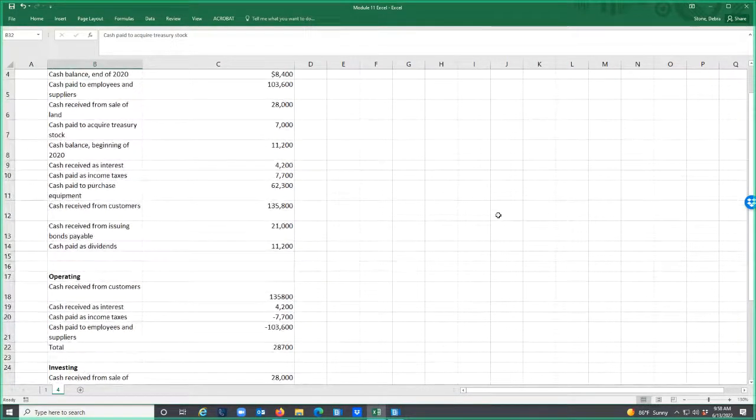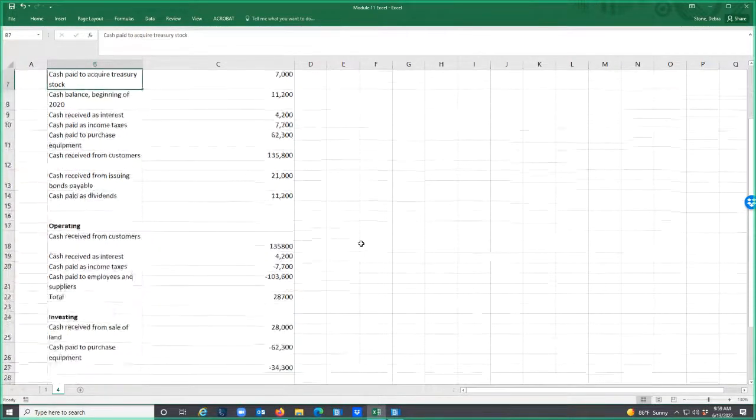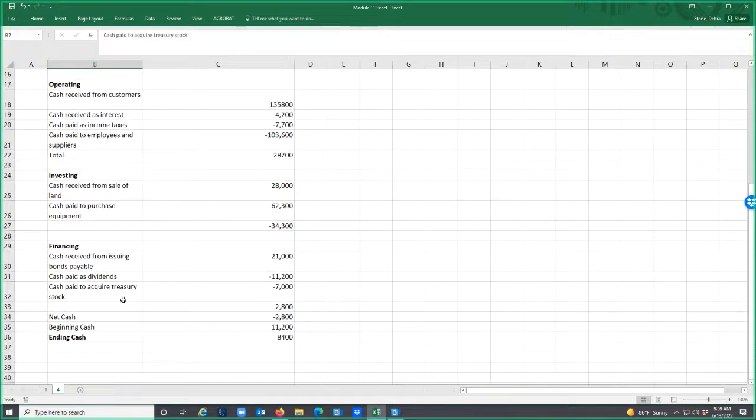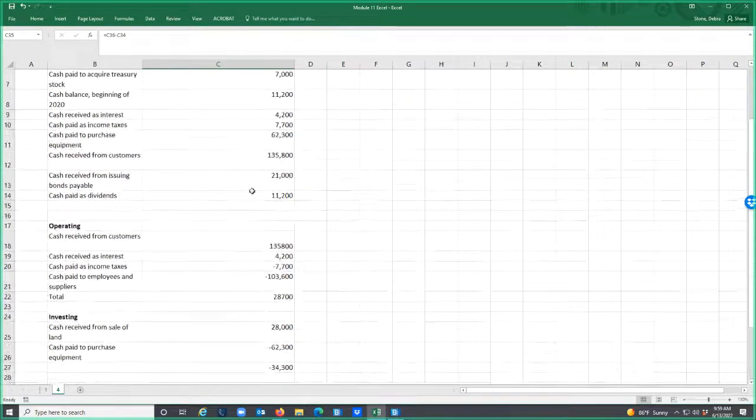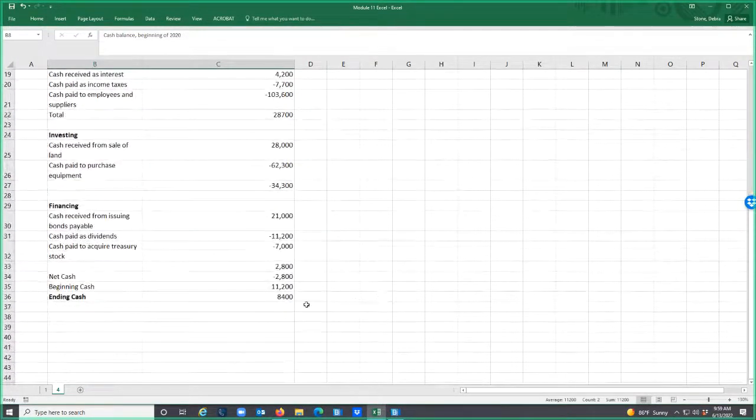And if you go up here, you'll see right here, here's the treasury stock. This is just a big list, and you have to separate it into these categories. So now when we total that up, we get 2,800. We're positive 2,800 here. When we total up the 28,700, the minus 34,300, and the positive 2,800, we get net cash. We're negative 2,800. We had beginning cash of 11,200. Okay, so our ending cash is 8,400. Now that is the direct method.